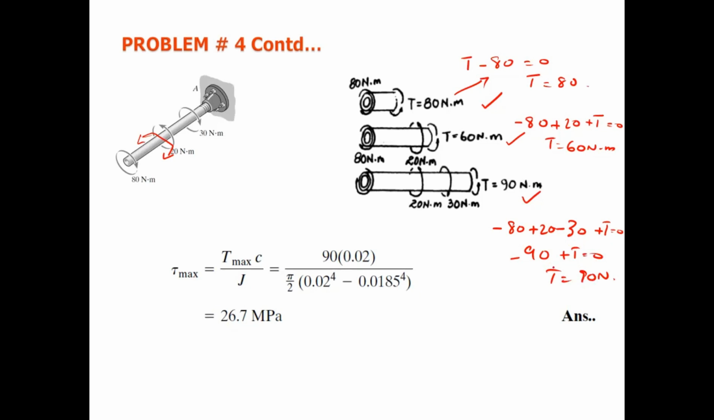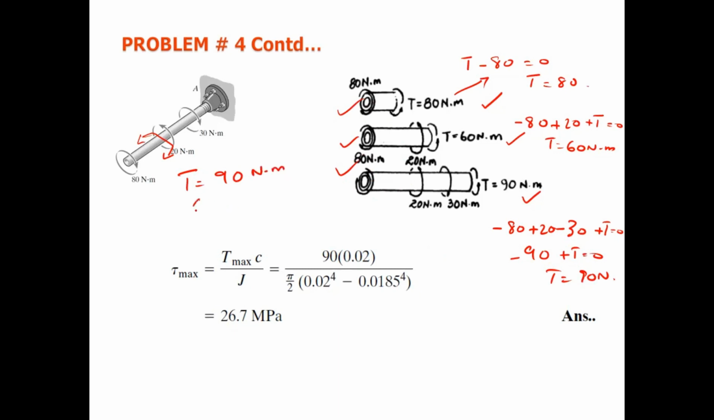So out of them, 90 is greater. So we assume T max, maximum torsion, as 90, because we calculate torsion on different sections. So the maximum torsion in this one is T is equals to 90 Newton meter.